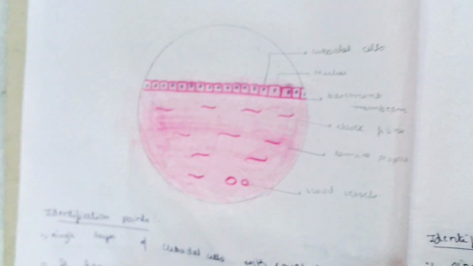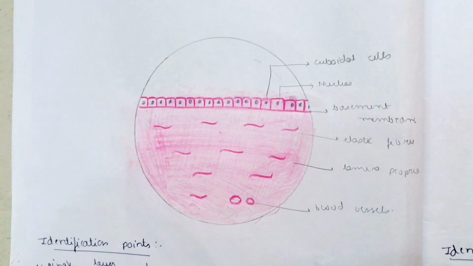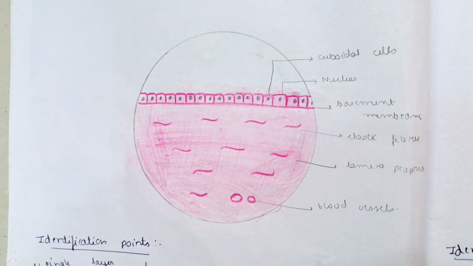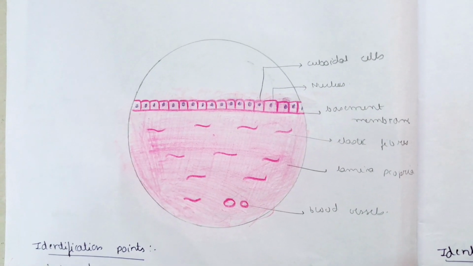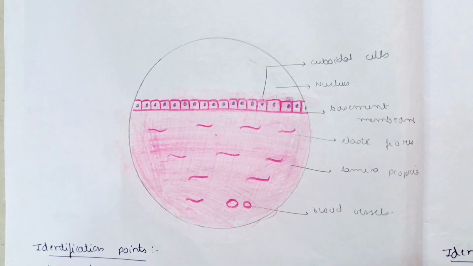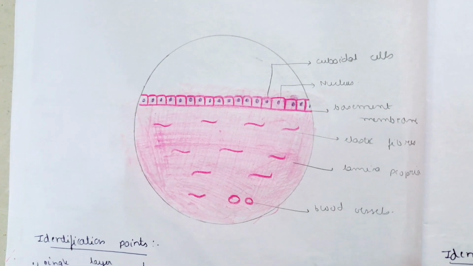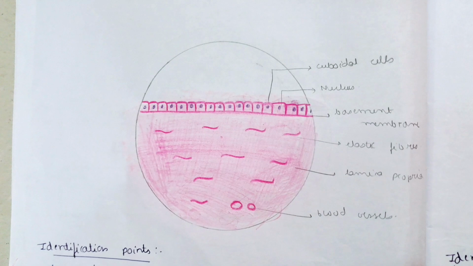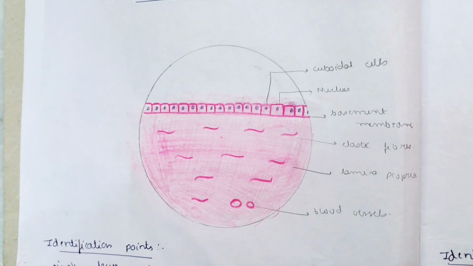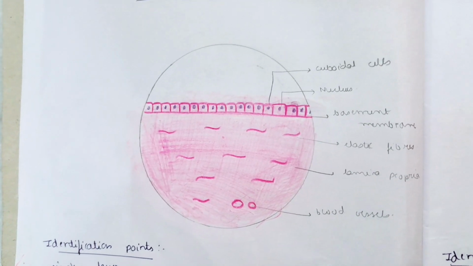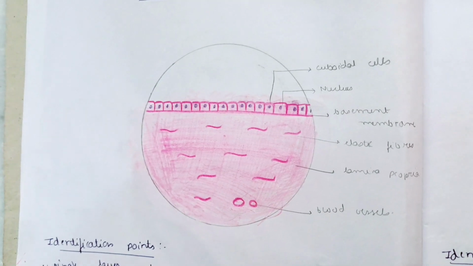Now let us see the simple cuboidal epithelium. Simple cuboidal epithelium consists of cuboidal cells with equal length and breadth. It consists of a central round nucleus, and it is mainly concerned with secretory, absorptive, and excretory functions. Examples include follicular cells of thyroid and cells lining the collecting ducts of kidney.